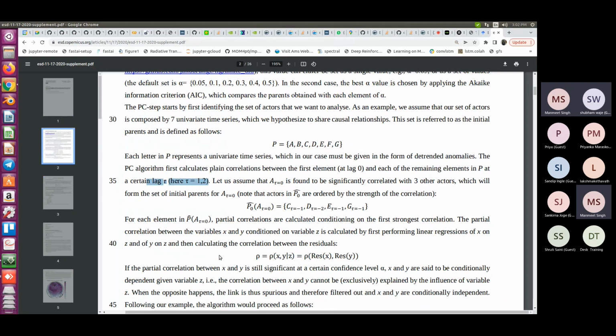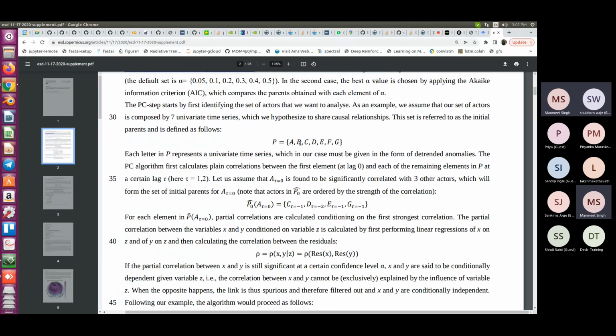Now, what you would do is, for example, take A at tau equal to 0, which is the actual time series, and find out its correlation with the other series at different time lags. For example, for all the series, you were able to zero in on these four: C at tau equal to -1, D at tau equal to -2, E at tau equal to -1, and G at tau equal to -1. So these are the four time series which have statistically significant correlation with A at tau equal to 0. All the others have non-significant correlation with A at tau equal to 0. So this is our first step.